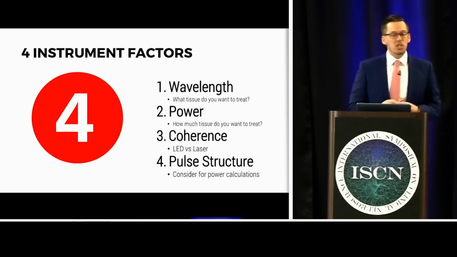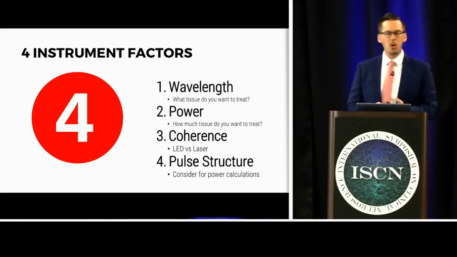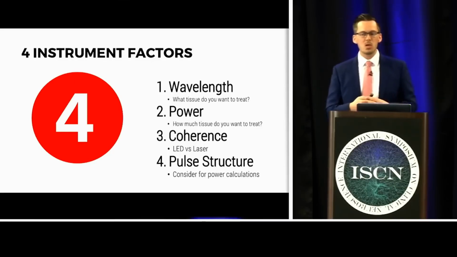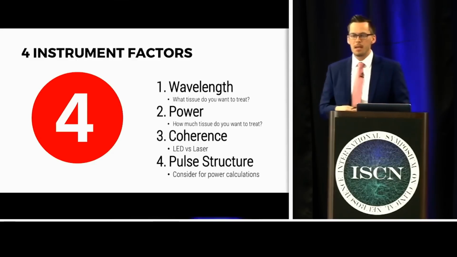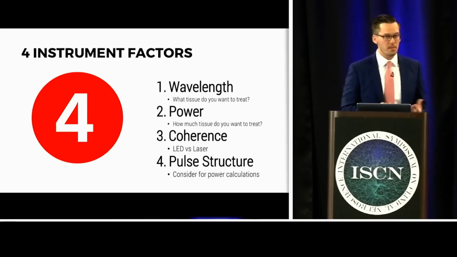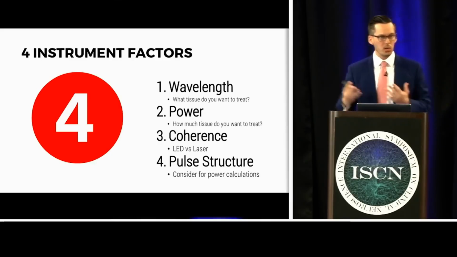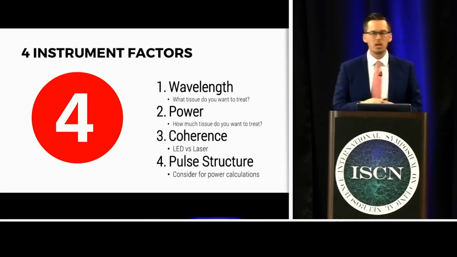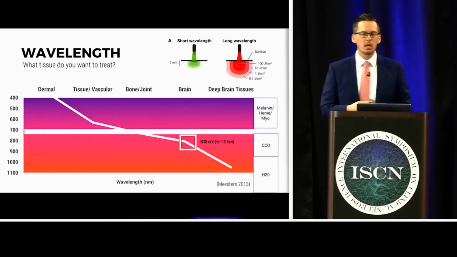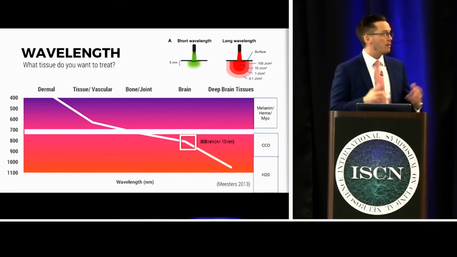So when you're looking at an instrument, there are 4 factors you want to consider: the wavelength, the power, the coherence, and the pulse structure. So the wavelength is going to tell you what tissue, or you're going to ask yourself, what tissue do you want to treat? The power is going to say, how much tissue do you want to treat? The coherence is going to say, well, should I use a light-emitting diode or should I use a laser? And the pulse structure is important because it's going to help you consider some of your power calculations and your dose calculations.